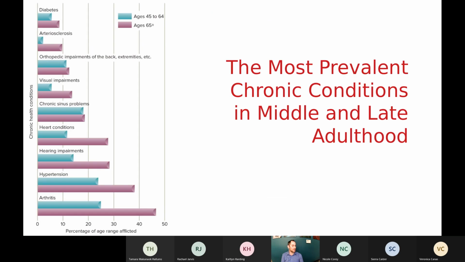Now, chronic conditions in middle and late adulthood. You can see the blue here is from 45 to 64, middle adulthood, and 65 plus is late adulthood. All of these are essentially just increasing, some of them more than others. Arthritis, hypertension, hearing impairments, and heart conditions are all a lot more likely after you hit that 65 point. Some of these, like orthopedic problems in the back and extremities, are still more likely after 65, but not as dramatically as, say, arthritis.